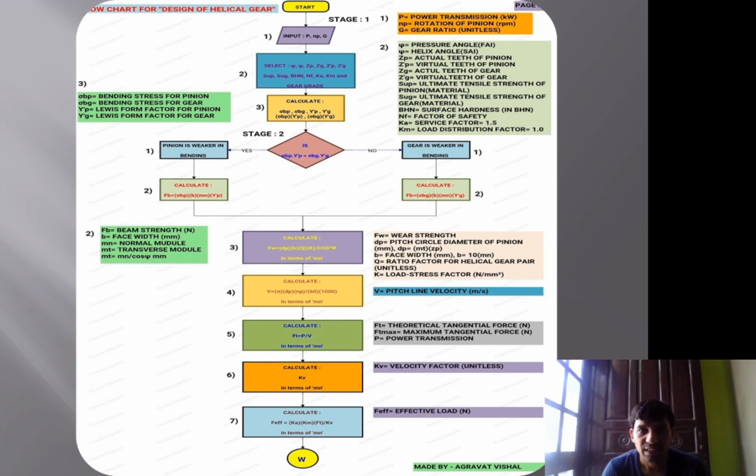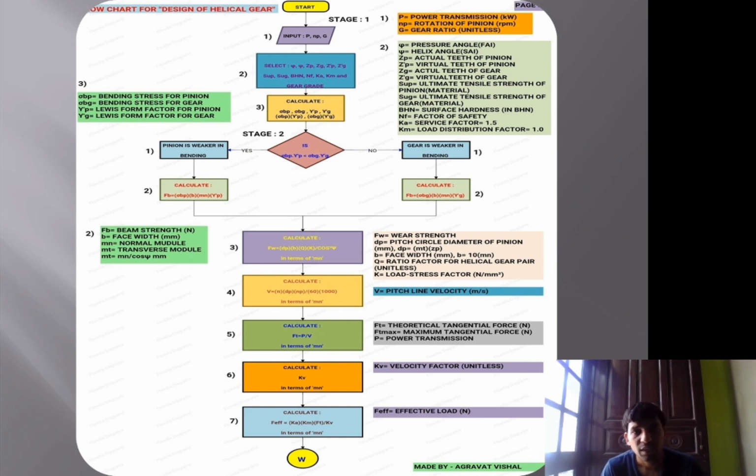So after finding the weaker section, we have to calculate the bending strength FB, which is also equal to the tangential tooth load, WT. So what is the formula for FB or WT? That is sigma BP, if the pinion is weaker, sigma BP into B, that is face width, into MN, the normal module, and Y dash P. Y dash P is the Lewis form factor. The formula for Y dash P is mentioned in your design data book.